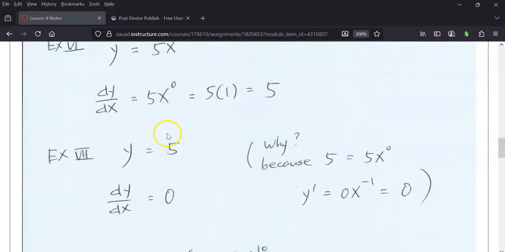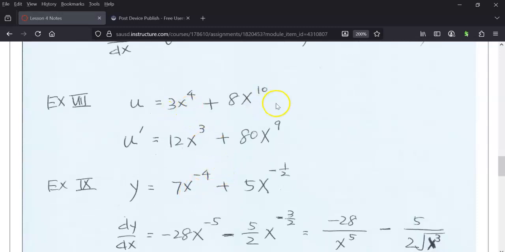Now, the derivative of a constant will equal 0. That's really important. So y equals 5, y equals 10, y equals pi, it doesn't matter. As long as the function is just a constant, the derivative is going to be 0. And why? Because think of this pi as pi x to the 0 power, because that's equal to 1 anyway. If you take the derivative of pi x to the 0 power using our power rule, 0 times pi will give you 0, and x to a negative 1 power, but it doesn't matter. 0 times anything equals 0. That's why the derivative of any constant is always going to be 0.